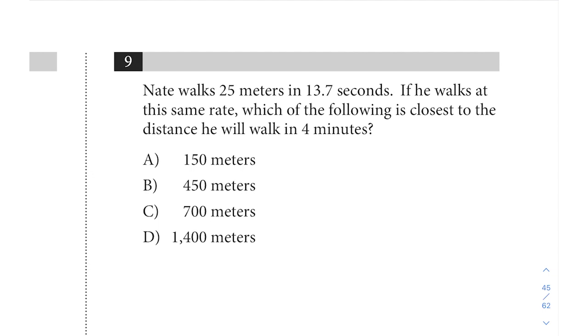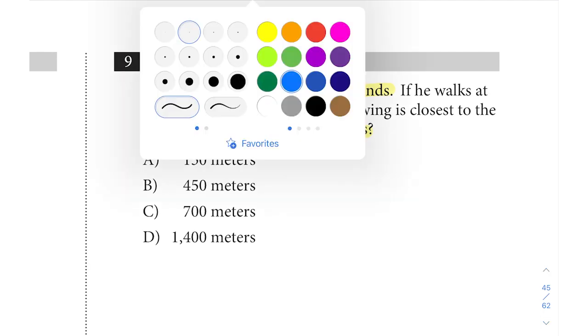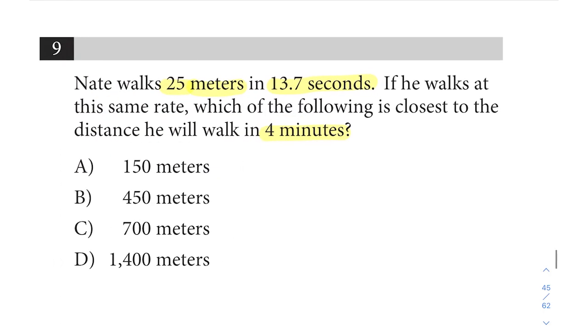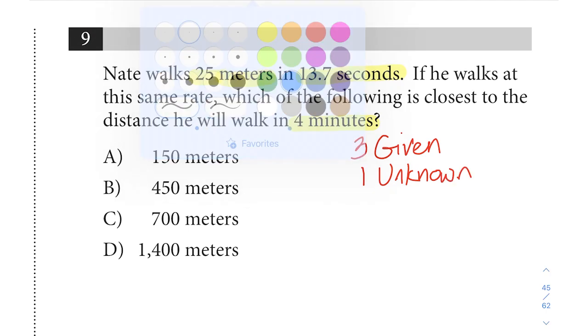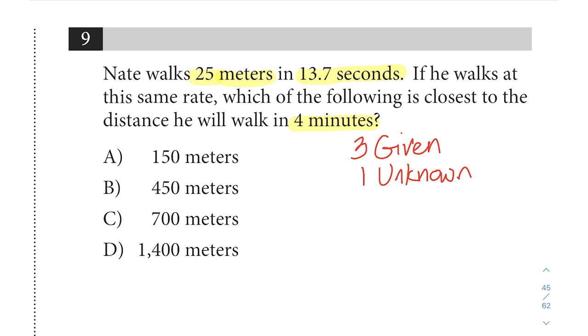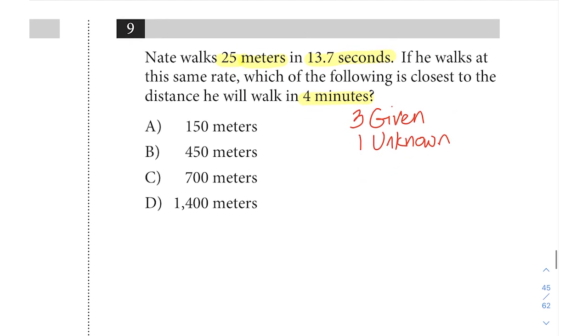And here it says Nate walks 25 meters in 13.7 seconds. If he walks at this same rate, which of the following is closest to the distance he will walk in 4 minutes? I know we've mentioned this before on other problems, but I'm still going to put it here in our key color of red to make sure that it's something that we know. Here we have 3 given values. And we have one unknown, which is what the question is asking for. And we want to think to ourselves, whenever we see that, this can probably be solved in some sort of proportion. And with proportions, we want to make sure that we're just aligning the corresponding values.